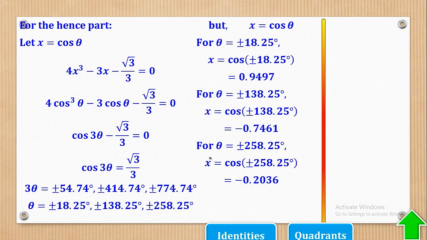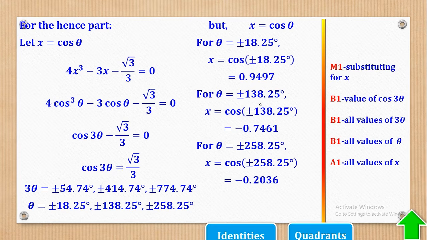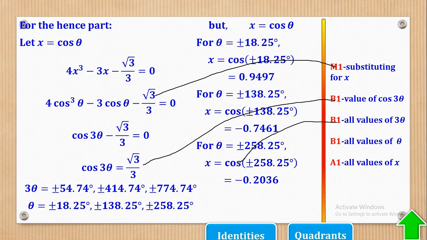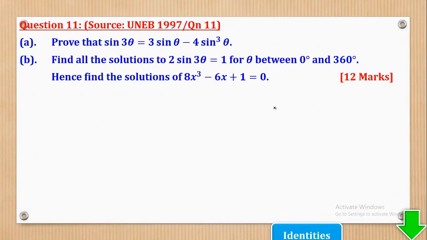So basically that's what they wanted. Now let's see how marks can be awarded. So M1 for substituting for x, then B1 for the value of cos 3 theta, B1 for all values of 3 theta, B1 for all values of theta, and A1 for all values of x. So that was question 10. Now we shall go to question 11.